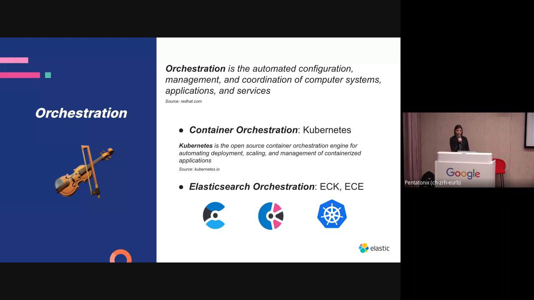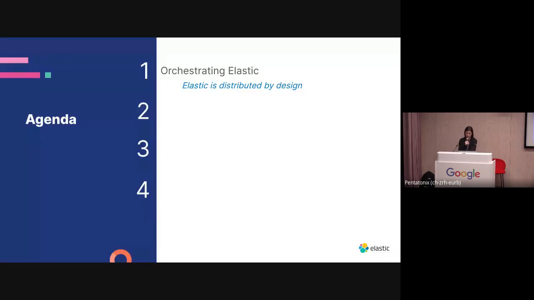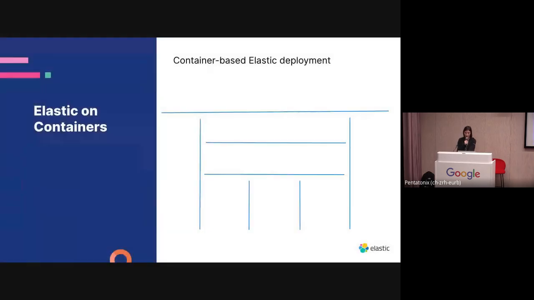In a similar way, we want to orchestrate Elastic. And for Elastic orchestration, we have, of course, the Elastic Cloud, but also we have ECK, Elastic Cloud on Kubernetes, that's the one I'm going to talk about. And we have ECE, that's Elastic Cloud Enterprise. So we saw that we have to orchestrate Elastic, and that Elastic is distributed by design. So now we're going to go with Elastic Cloud on Kubernetes.